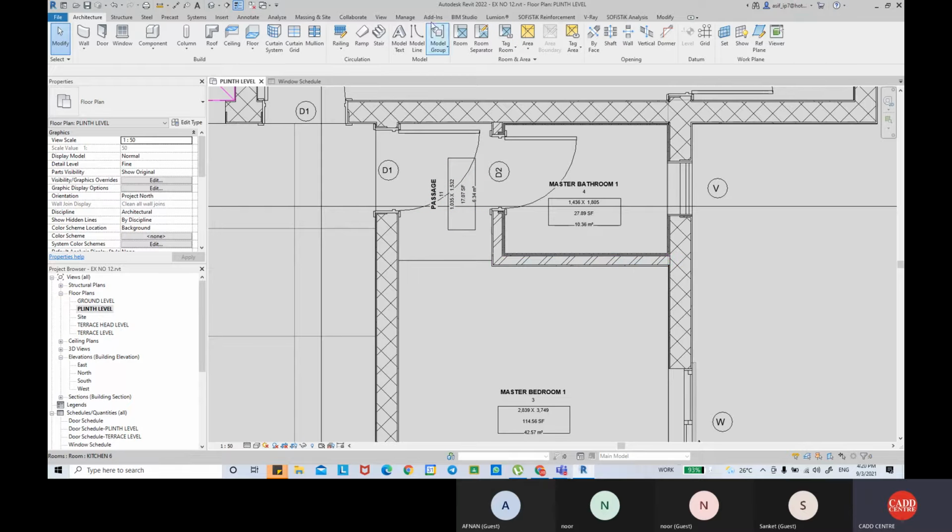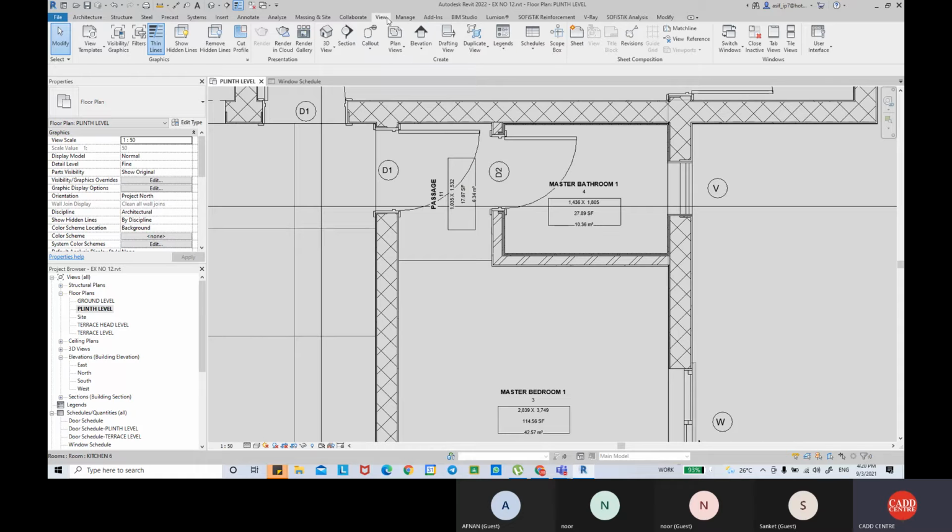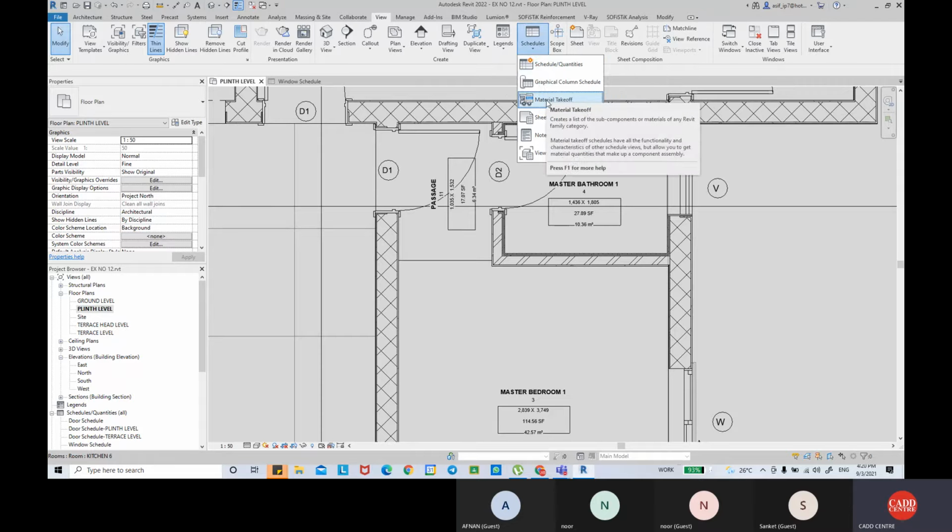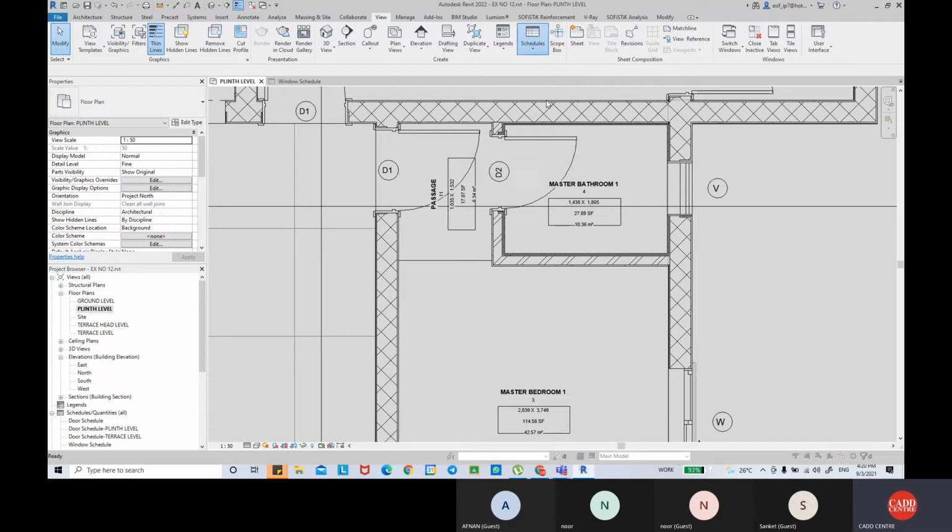So to do that, I'll come to the View tab, and I'll take Schedules and Quantities. And I'm not going to take Schedule Quantities, but I'm going to pick the Material Takeoff from here. Okay, because we wanted to find the quantity of materials basically. We don't want to find the quantity of walls or categories. We want to find the materials basically. So we'll take Material Takeoff.